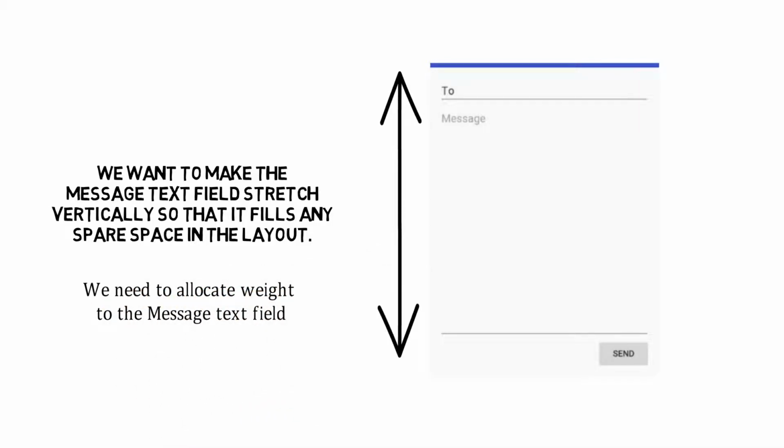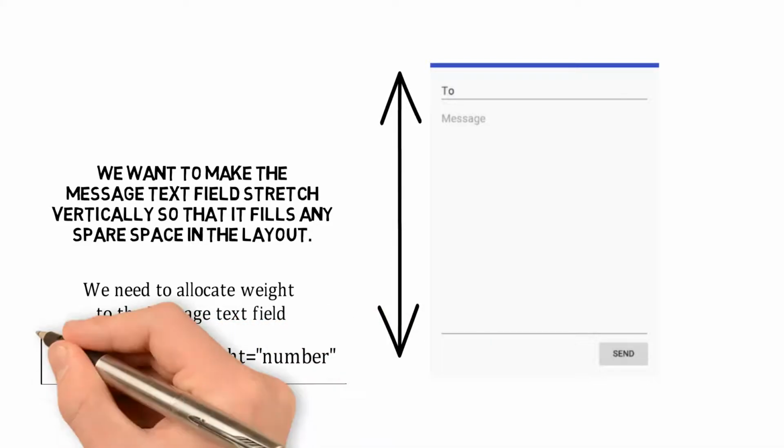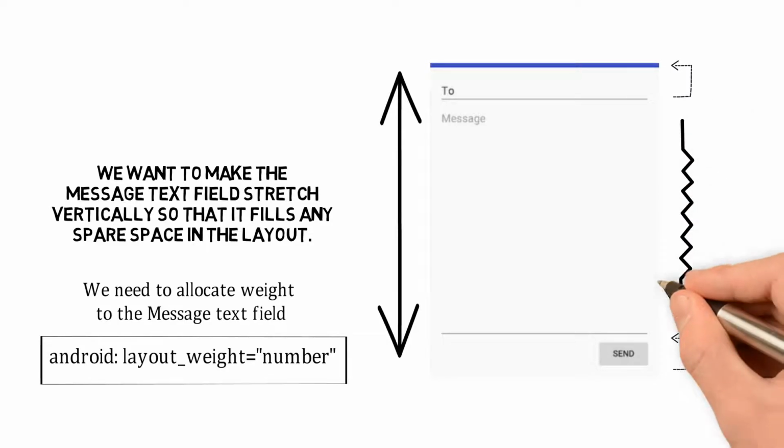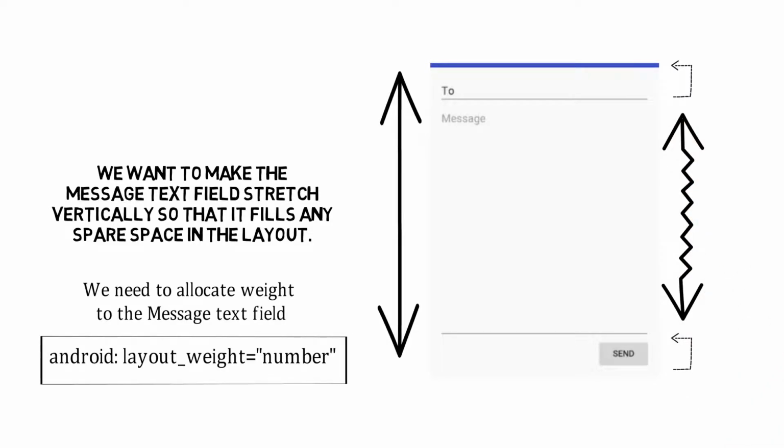Allocating weight to a view is a way of telling it to stretch to take up extra space in the layout. You assign weight to a view using android:layout_weight equal to a number, where the number is some number greater than 0. When you allocate weight to a view, the layout first of all makes sure that each view has enough space for its content. It makes sure that each button has space for its text, each editable text field has space for its hint, and so on. Once it's done that, the layout takes any extra space and divides it proportionally between the views with a weight of 1 or greater.